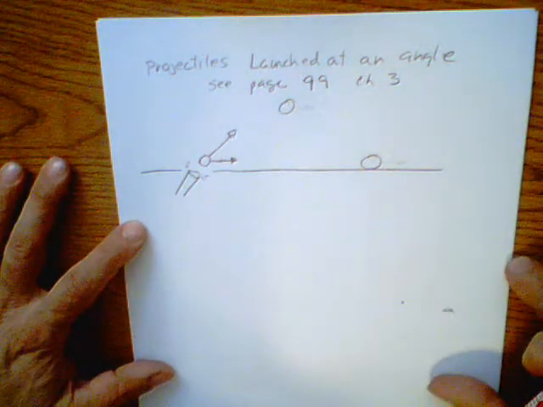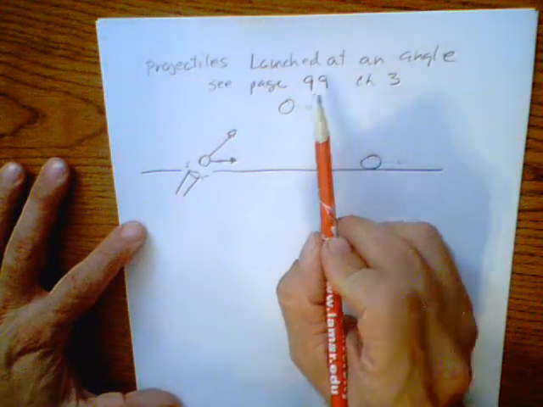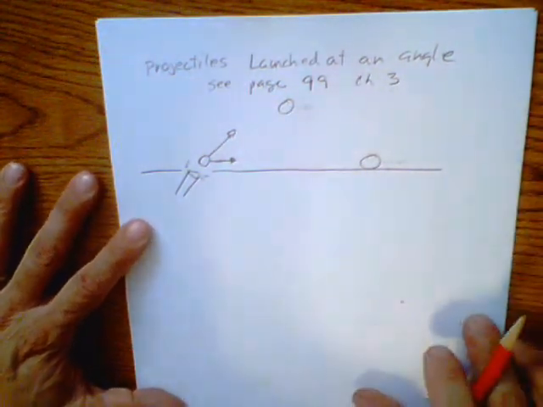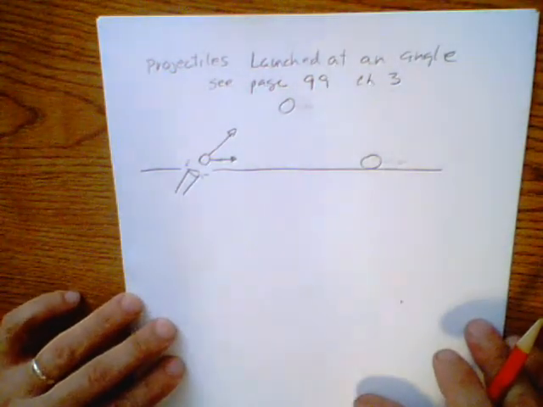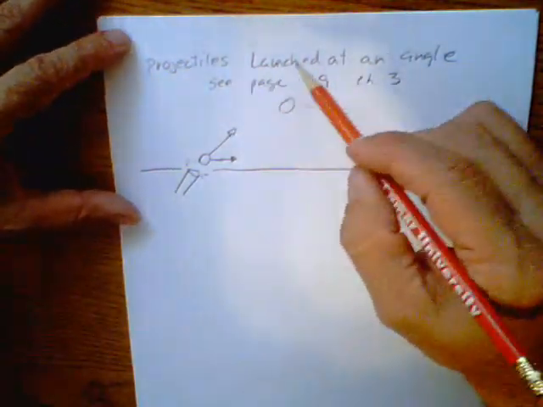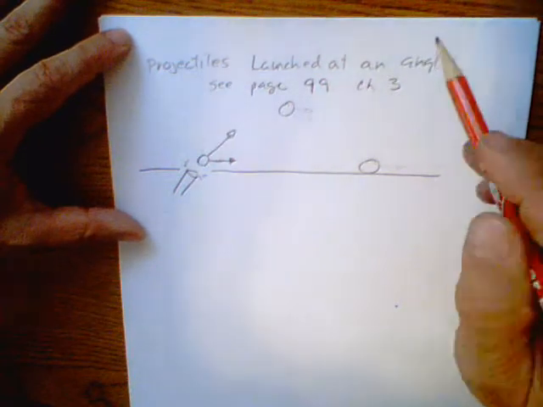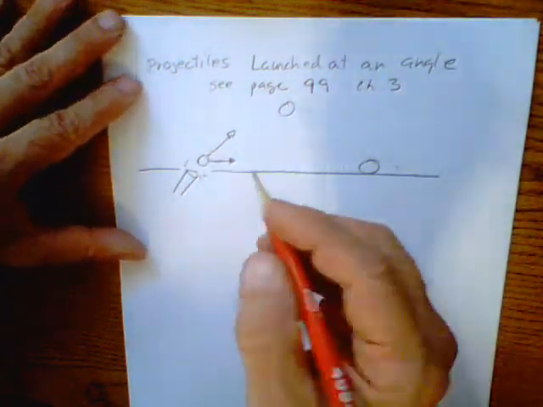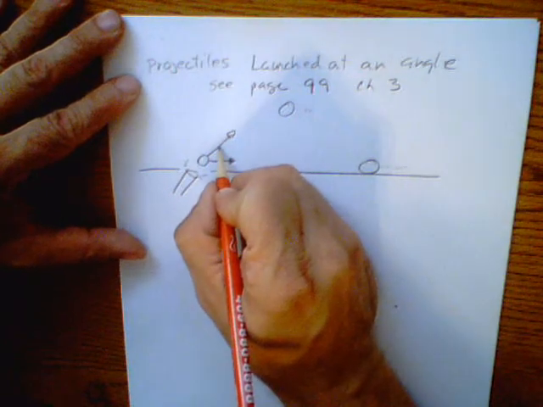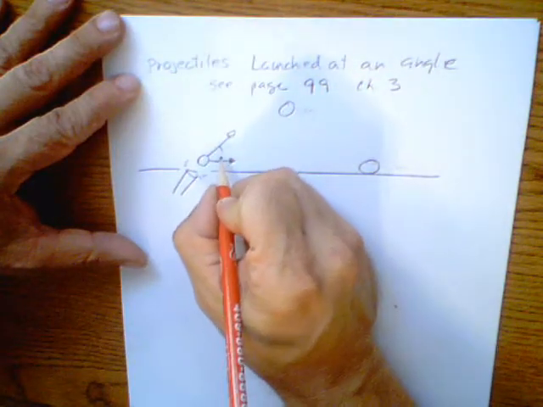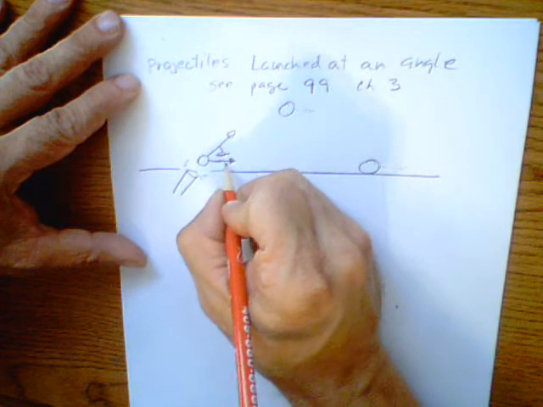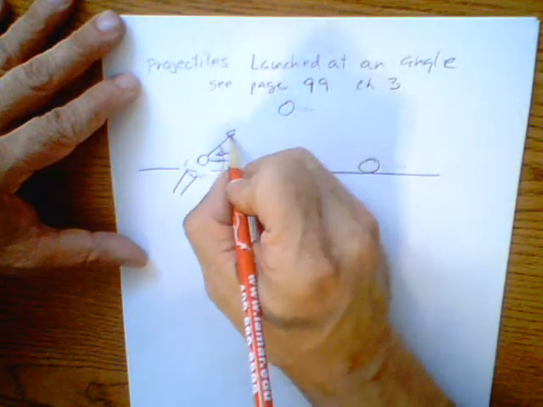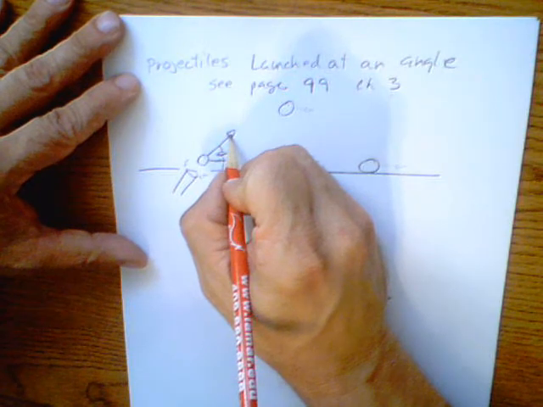Okay, I'm on page 99, chapter 3. So let's get started, physics students. This topic is projectiles launched at an angle, and the information that will be given will be the angle at which it's launched from the horizontal, and the magnitude of the vector should be given as well.